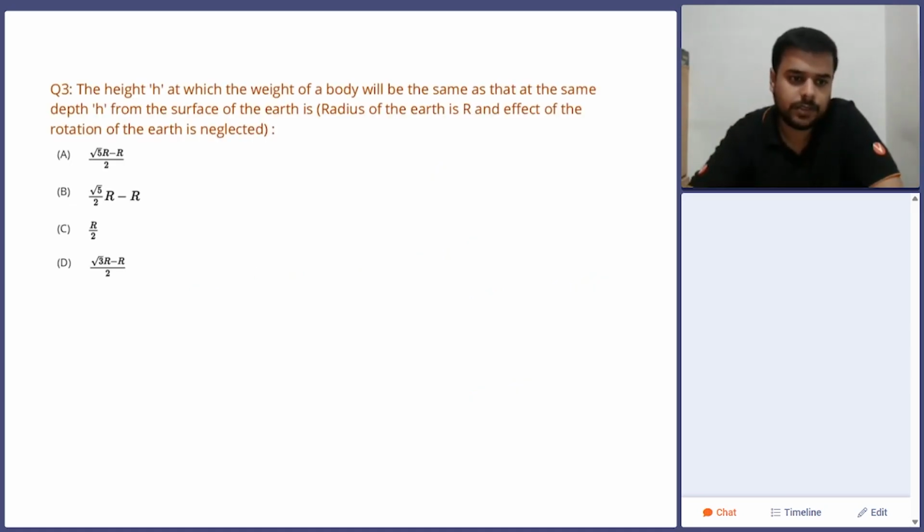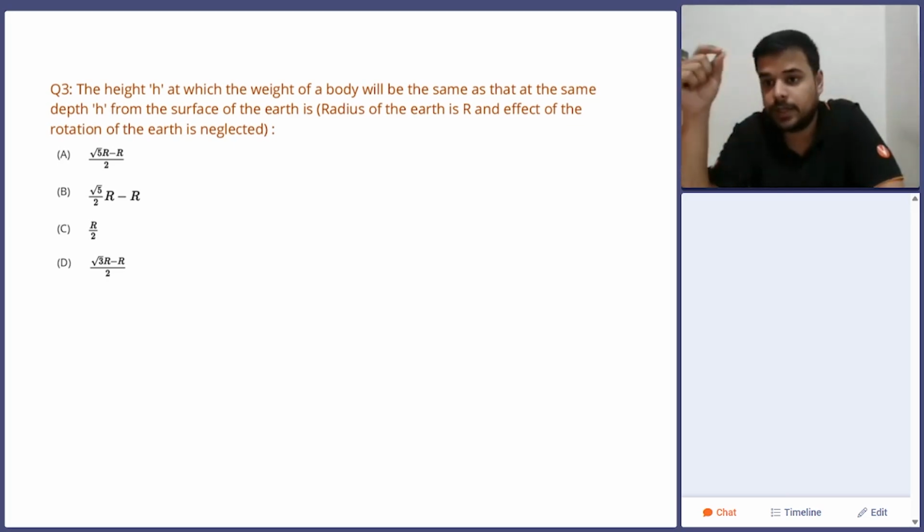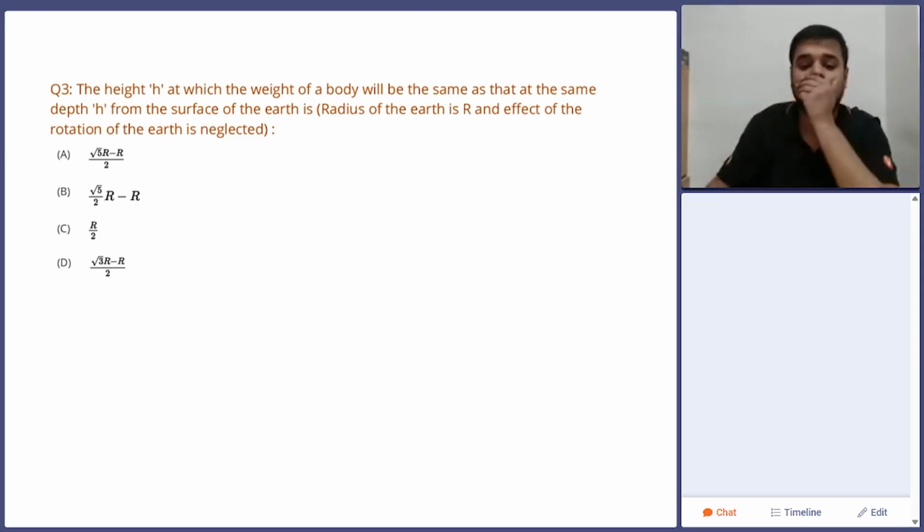So the key concept in this question was this: the height at which the weight of a body will be the same as that at the same depth from the surface of the earth. This is a very standard question of gravitation, very standard question. What they are asking is at what height the weight of the body will be same as that it will be at a depth from the surface of the earth. So at what height and what depth the weight of the object will be same. Very standard question. So many PYQs are also based on this. So let's do it. Suppose let capital M be the mass of the earth.